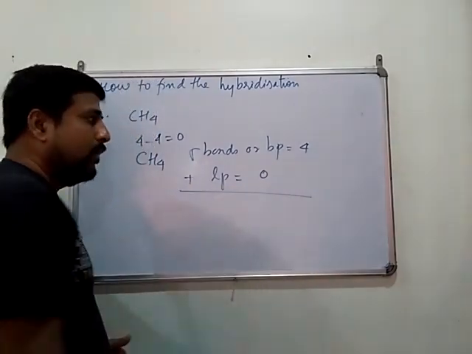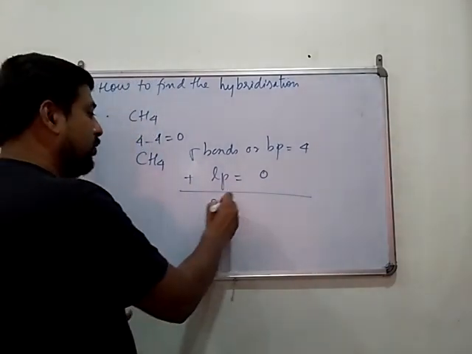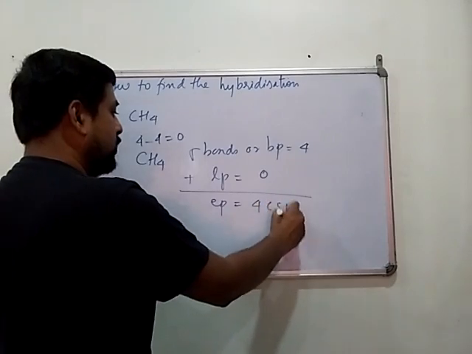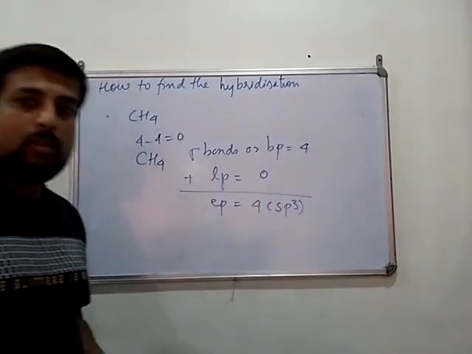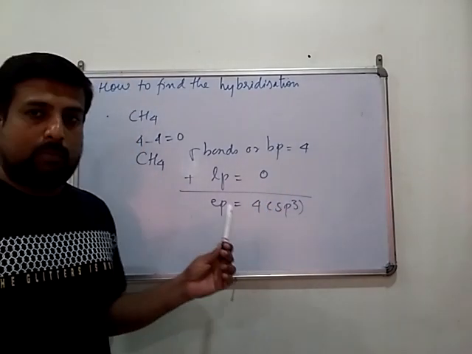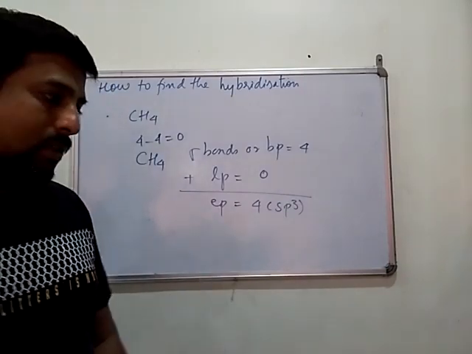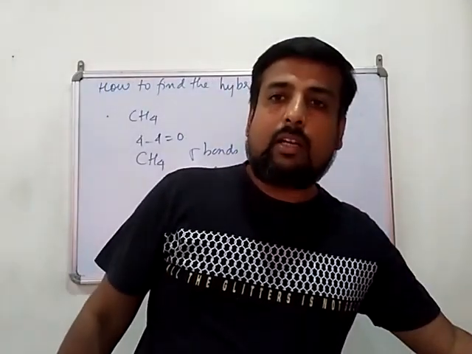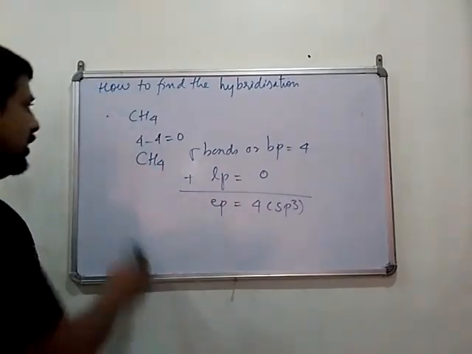Now addition of these two terms will give you the number of electron pairs, which is 4. 4 means what? It is sp3. So in this way, addition of lone pairs and bond pairs, or addition of sigma bonds and lone pairs on the central atom, will give you the final hybridization. Let's take another example.